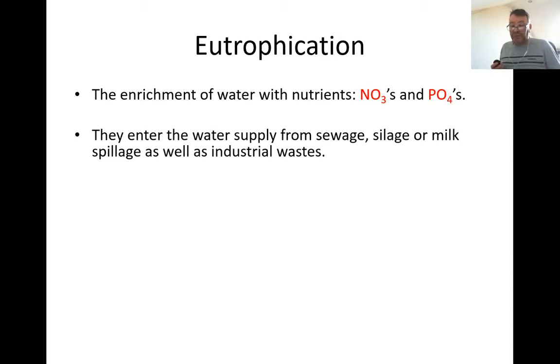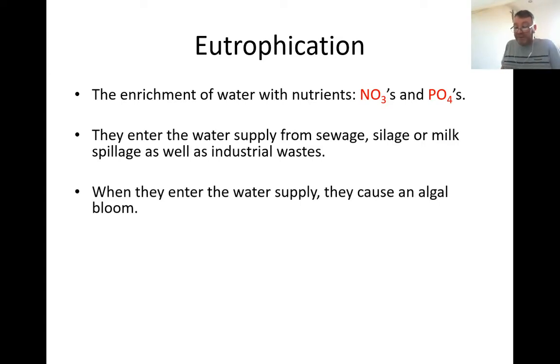They enter the water supply from sewage, from silage, or from milk spillage, as well as industrial waste. Now, farmers know when they're dealing with silage, they have to be very, very careful, because a spillage of silage or an escape of silage from the farm into a river or into a natural supply of water brings with it huge fines. They get into serious trouble if there's silage or sewage getting into a natural water supply. Indeed, milk spillage as well, because milk is organic, it does the same thing.